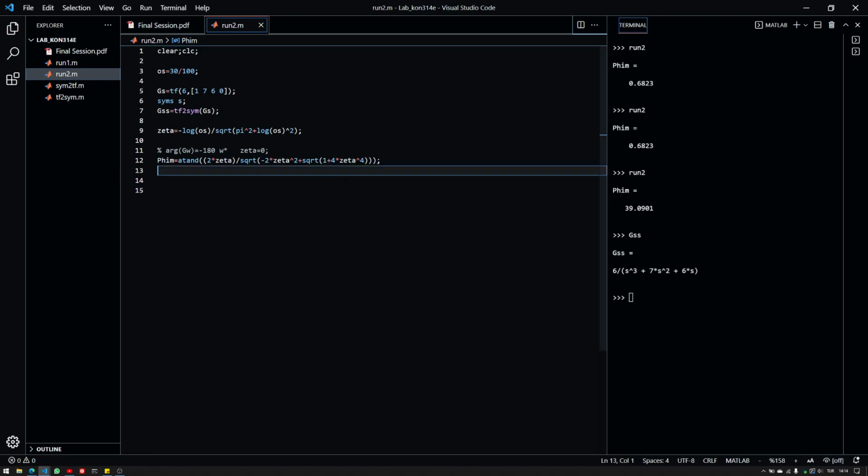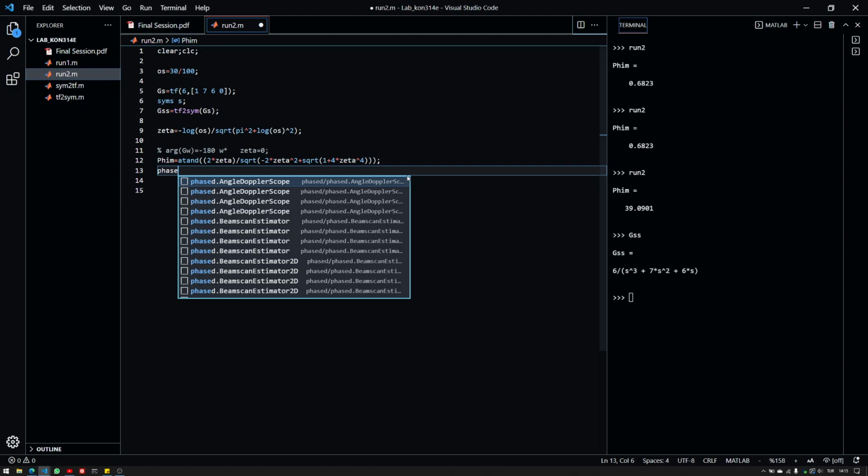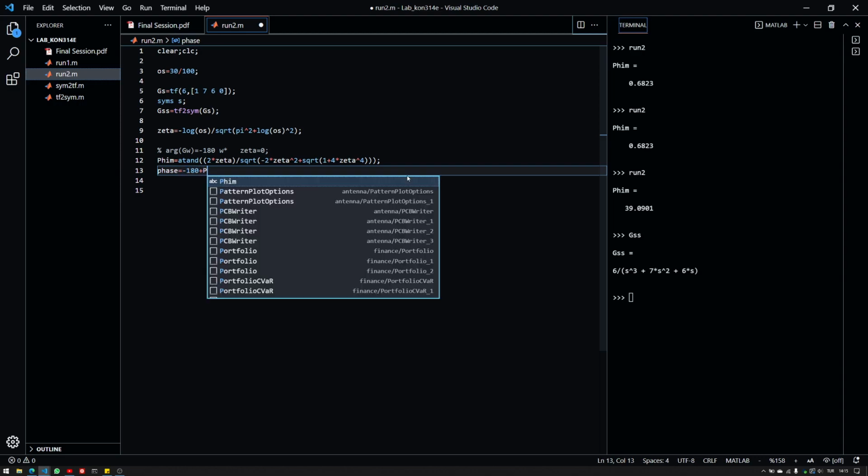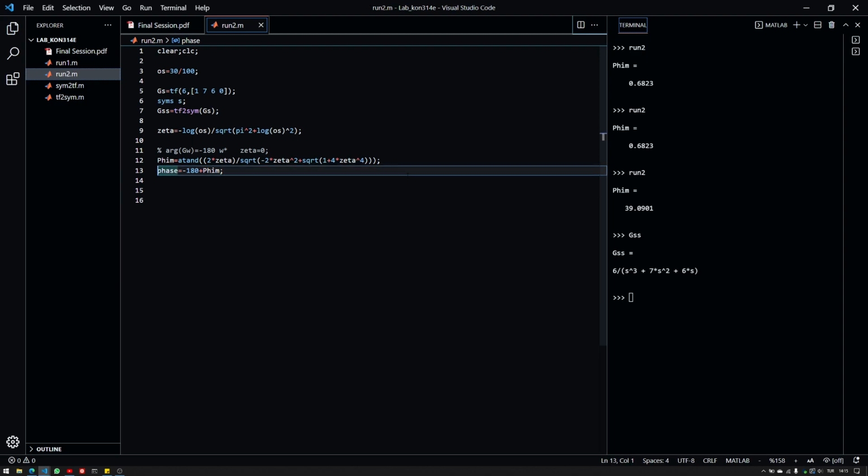Yeah, if it's not a very difficult equation, then you should be able to solve it. If it is, then it should be given to you. So we need the point where the phase should be equal to minus 180 degrees plus phi m, and that's it.